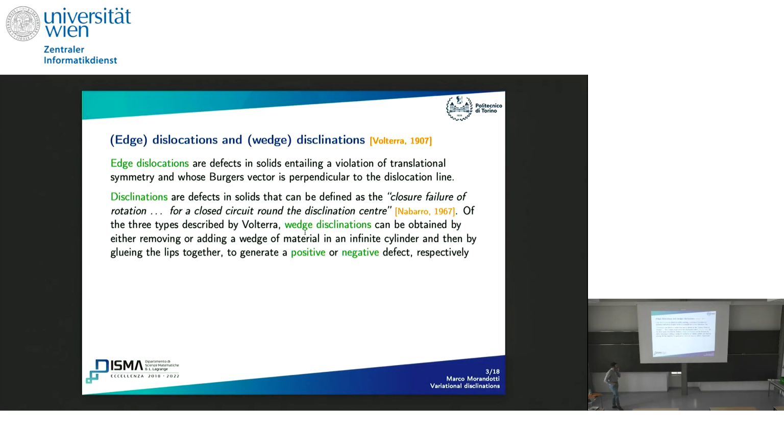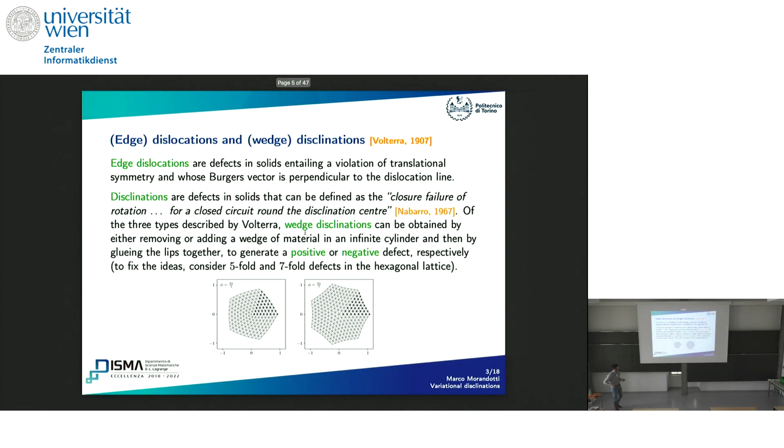And disclinations, on the other hand, are, as I said, failure of the closure for a closed circuit when you do a rotational movement. And they're called wedge disclinations, and they can be measured as positive or negative defects according to a preference that you might have, and in the engineering community usually are in this fashion here.